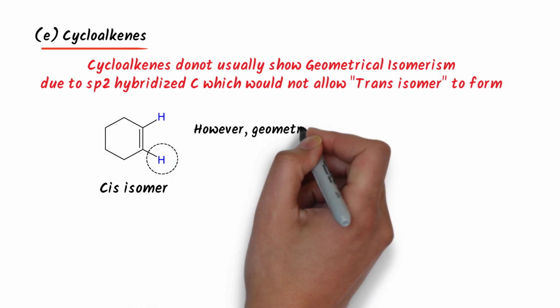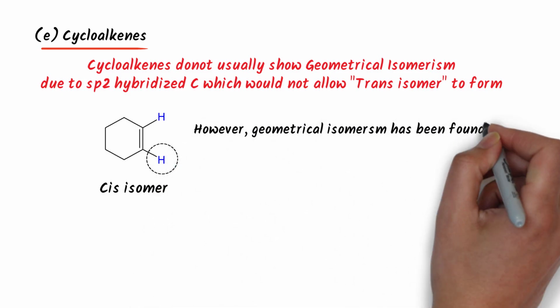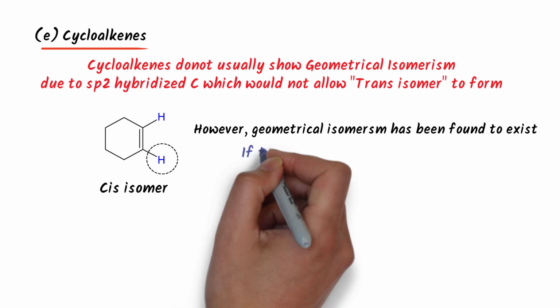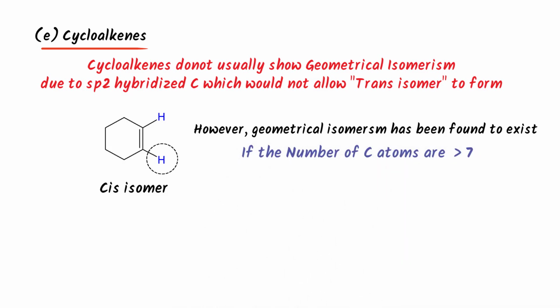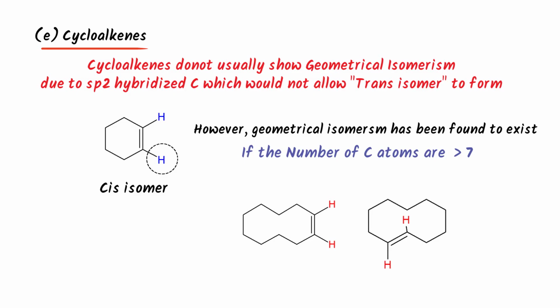However, geometrical isomerism has been found to exist if the number of carbon atoms is greater than 7. As you see, in these two cases we have 10 carbons in it. So in the first case, the two hydrogens are on the same side, so it becomes a cis isomer, while in the next, the two hydrogens are on the opposite side, so it's a trans isomer. And this arises because of the large number of carbon atoms present. They can adopt such configurations and hence can make the existence of geometrical isomers possible.